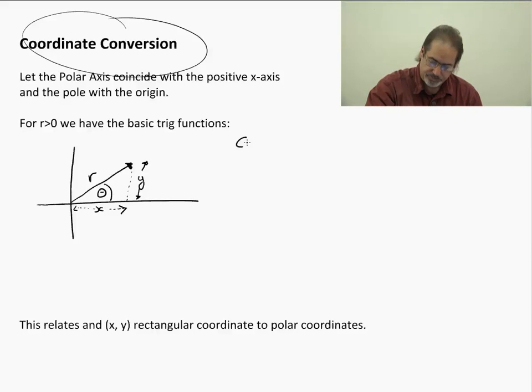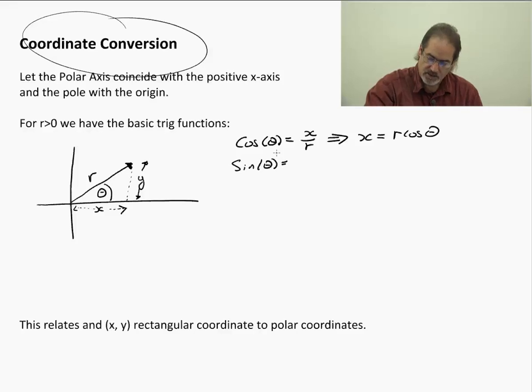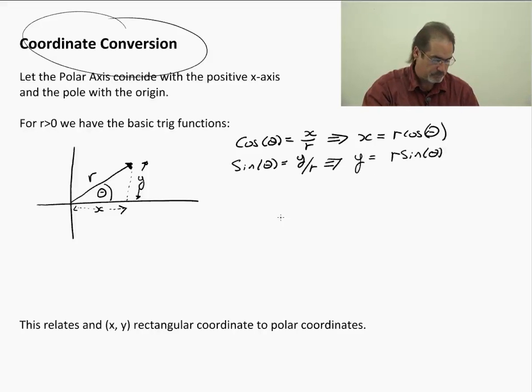Cosine of theta is equal to x over r. That would then imply that x must be equal to r cosine theta. Sine of theta is equal to y over r. That would then of course imply that y must be equal to r times sine theta. Now, these basic trig functions relate the idea of x, y from the rectangular coordinates to the polar coordinates.